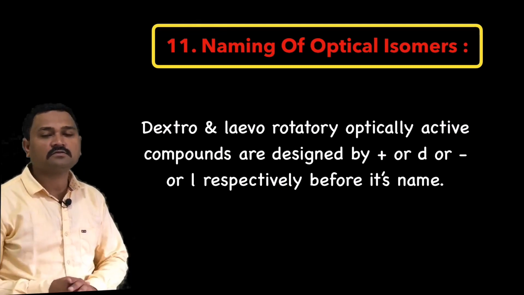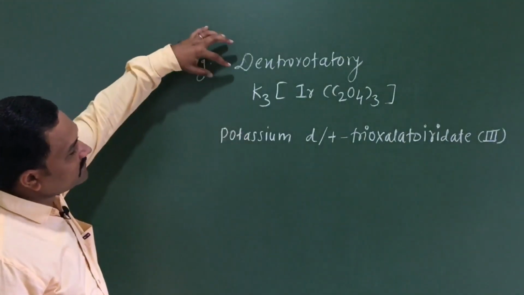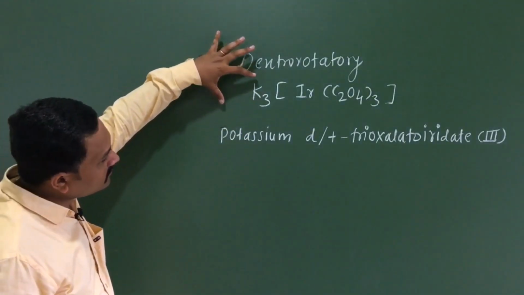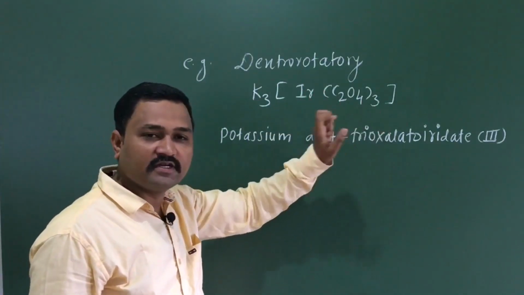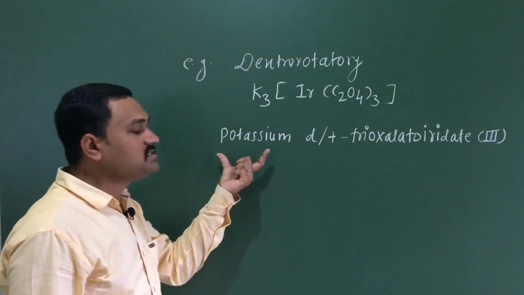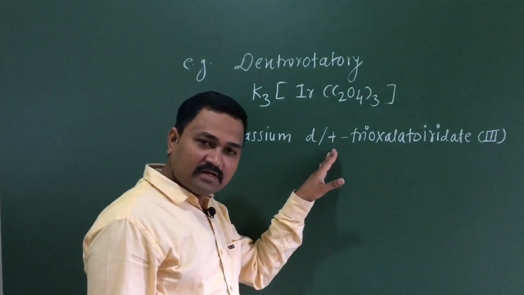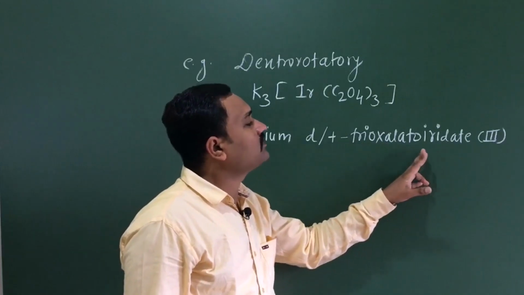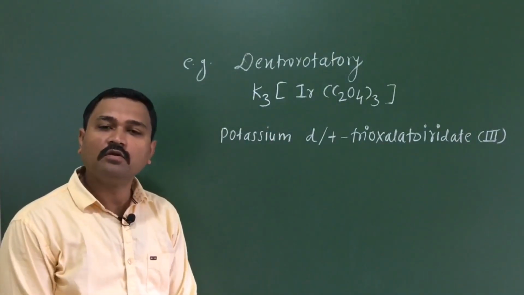Now let us consider the example regarding this one. Here it is the dextrorotatory coordination compound, K3[Ir(C2O4)3]. Hence its name is written as potassium d-trioxalatoiridate(III), or you can write a plus sign also. So this is your rule number 11.